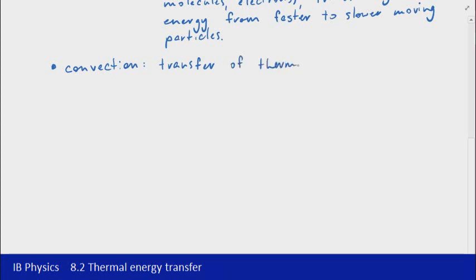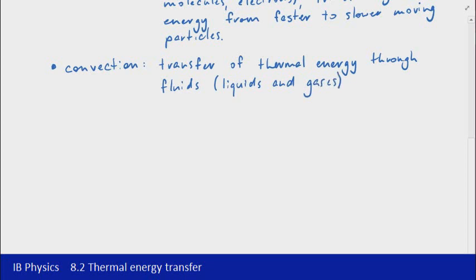Now collectively, liquids and gases are known as fluids. So we could just write through fluids here, but just as a reminder, when we're talking about fluids, we're talking about liquids and gases. And the reason why we get thermal energy transfer through these fluids is because there is actually movement of particles. So whereas with conduction, it's about the vibrations being transferred from one to the next, this is now about the movement of particles. And when we're talking about particles in liquids and gases, we're talking about molecules or atoms.